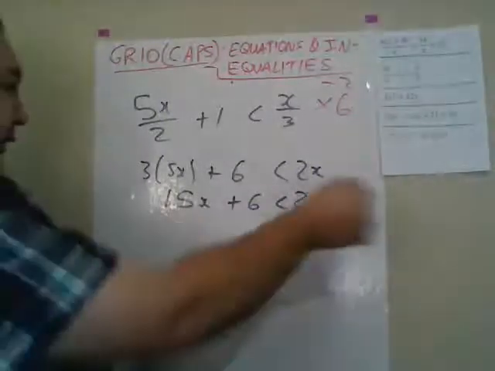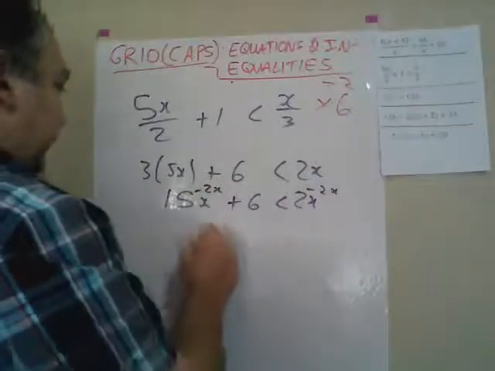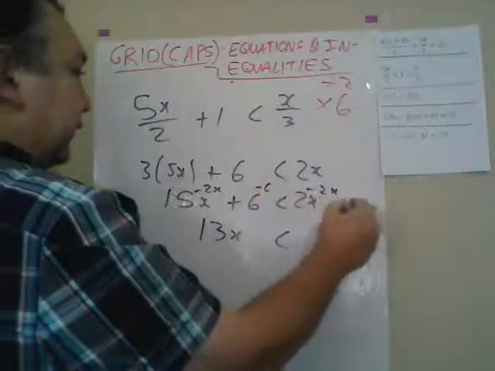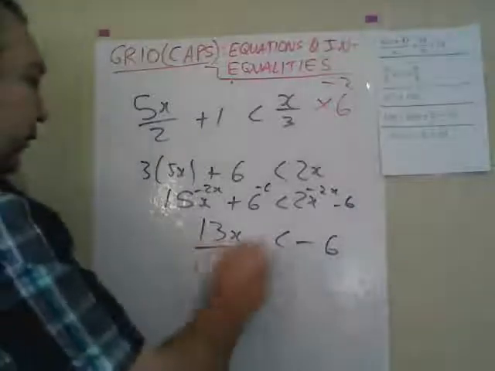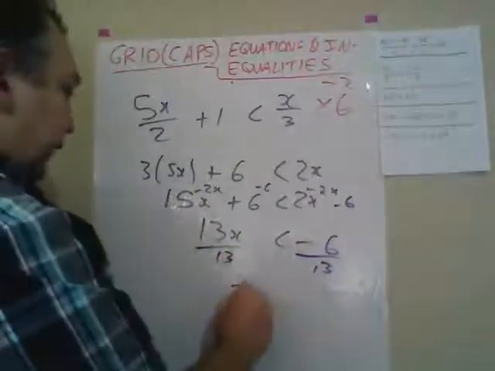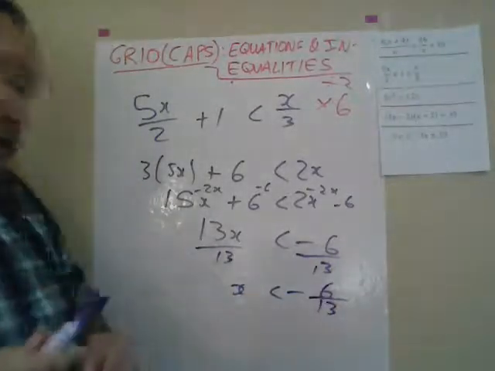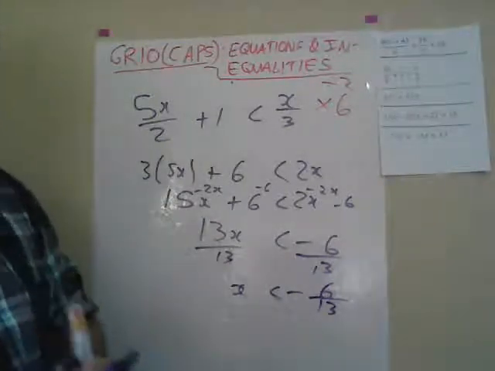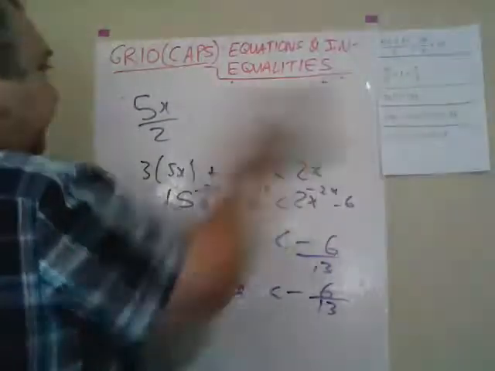So x is to the one side, numbers to the other side, so minus 2x minus 2x, so 13x is less than minus 6. And then we will divide by 13, and therefore x will be less than minus 6 over 13. Okay. So now we're going to go to our first quadratic equation.